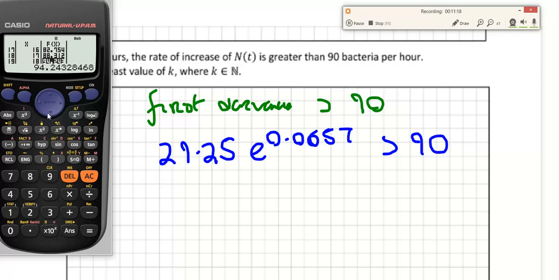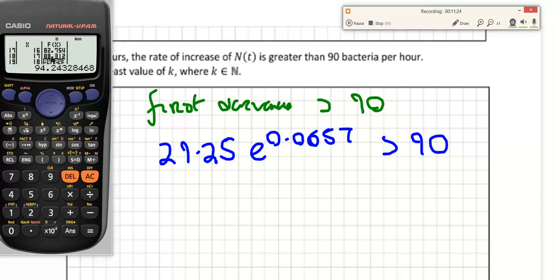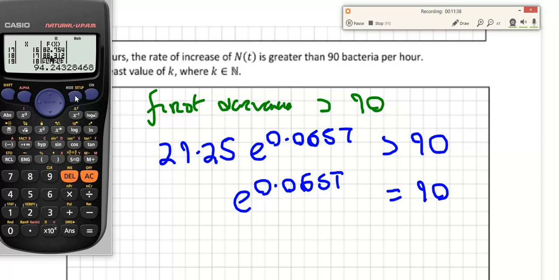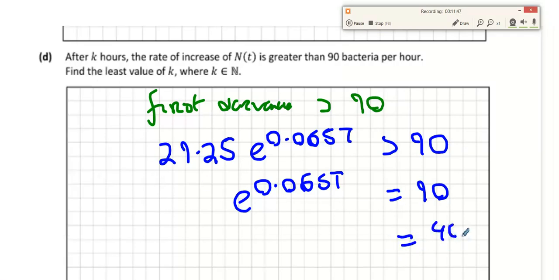Just because this is the first derivative, it's not the original function. I'm actually graphing the first derivative. Now here's what we're going to do to find that out. We're going to put it equal to 90, divide by 29.25, and then ln it. So 90 divided by 29.25. Yeah, to be fair, this question does have a bit of everything in it. 40 over 13. Sorry, I should have done that there.